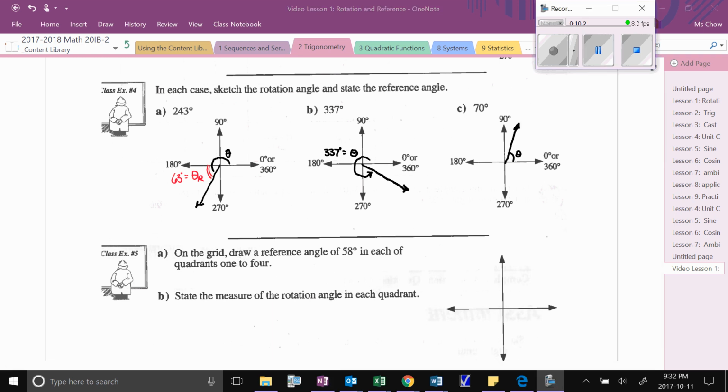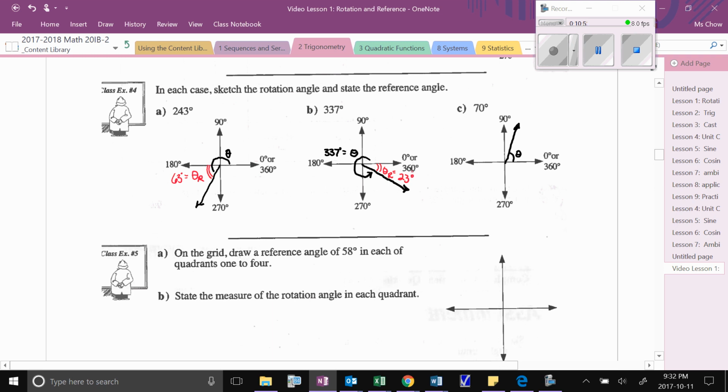So taking a look at B, we've drawn our terminal arm 337 degrees in quadrant 4, and our reference angle is going to be between the terminal arm and the x-axis that is closest, so that's our positive x-axis, and so this is theta r. Since our angle in standard position is 337 degrees, to complete that rotation we're talking about 23 degrees to get to 360.